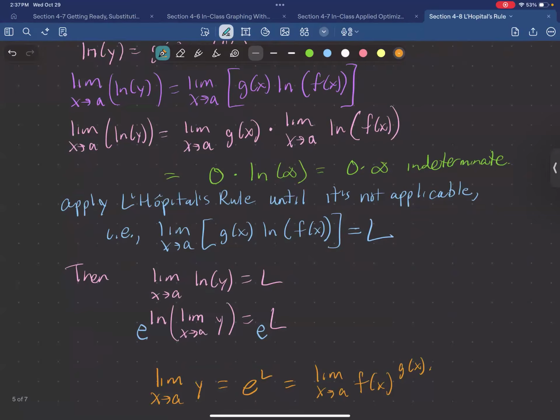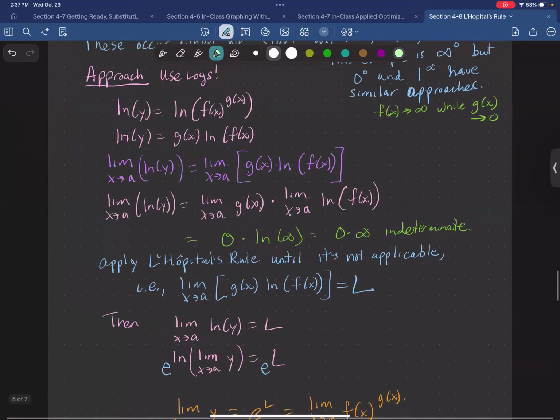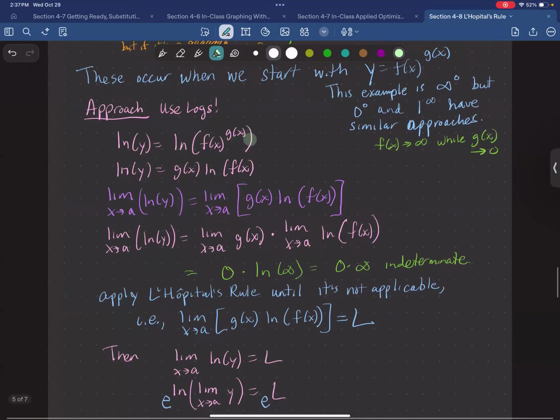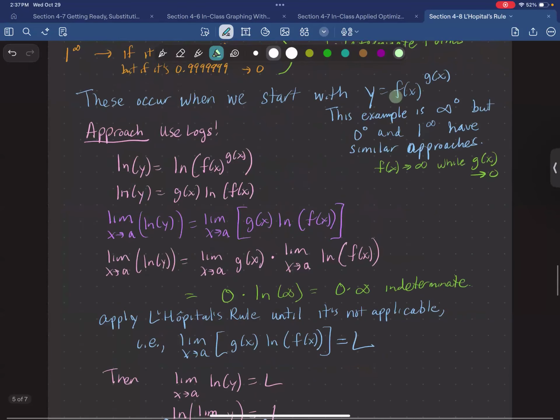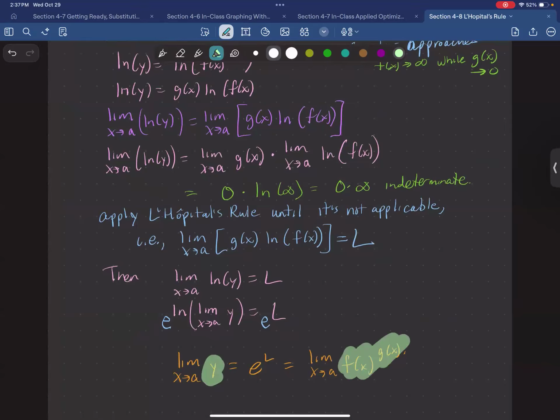The right side is e to the L, but the limit as x approaches a of y is what we started with. That was our y. Our y was f of x to the g of x. So y here is the same as f of x to the g of x, and now we have a limit for it. It's e to the L.